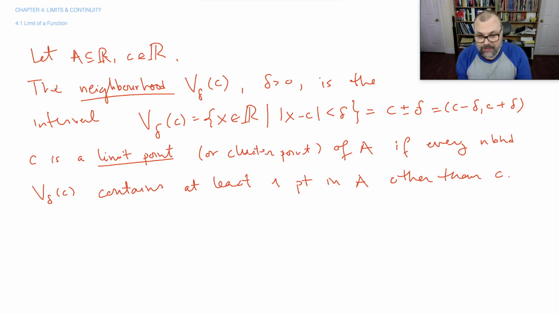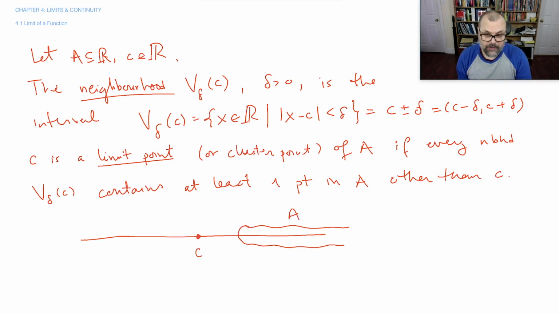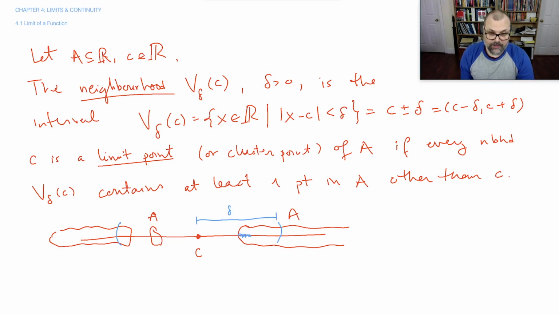Think about what this means. Here's a point C. Potentially, this could be A, for instance. It could be something more complicated, but it could be something like this. Now, there are going to be neighborhoods of this point C which contain points in A other than C. For instance, this neighborhood right here contains a bunch of points that are in A other than the point C. There are other neighborhoods, though, around that point which contain no point in A.